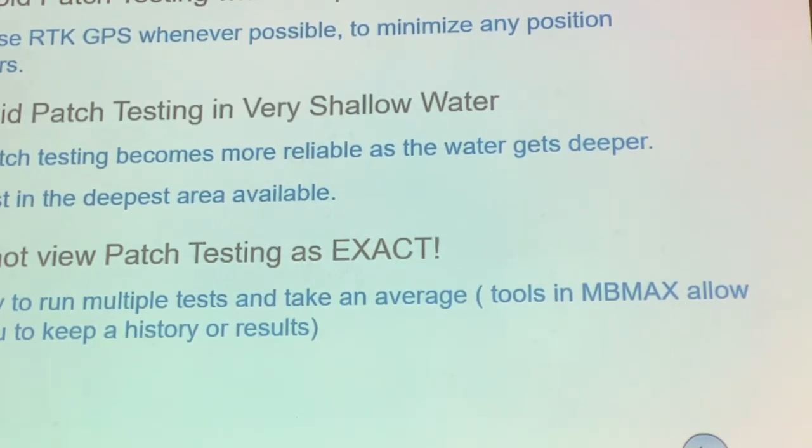When doing the patch test, the MRU and GPS must both work at their best. The next one is avoid patch testing in shallow water. So your survey you can do in shallow water, that is okay, but when you patch test, the minimum you should have is about 20 to 30 meters depth. If you cannot, then try the deepest.